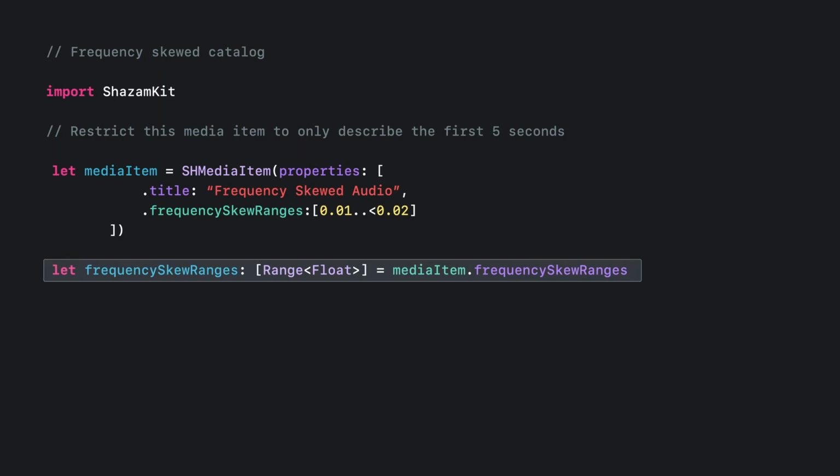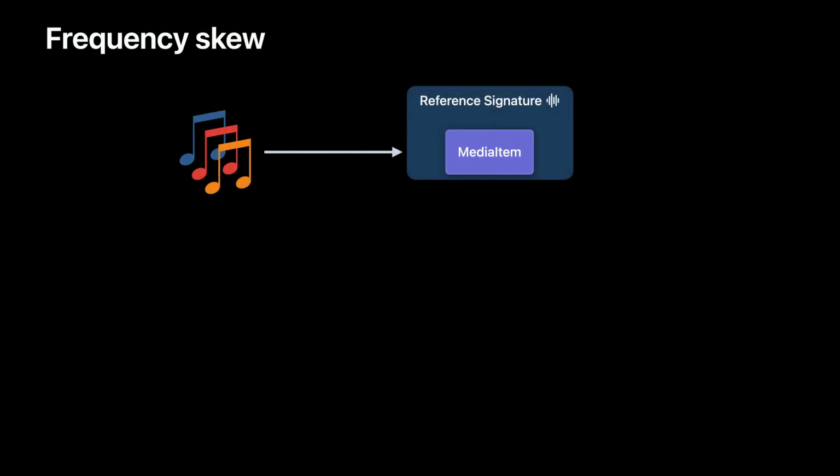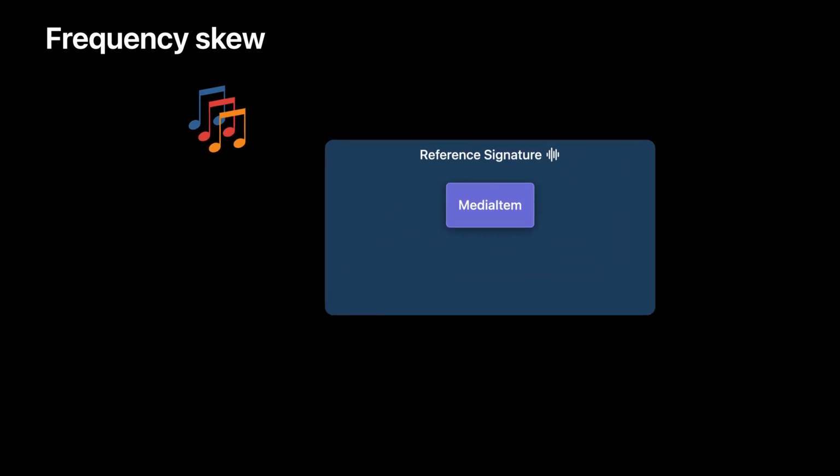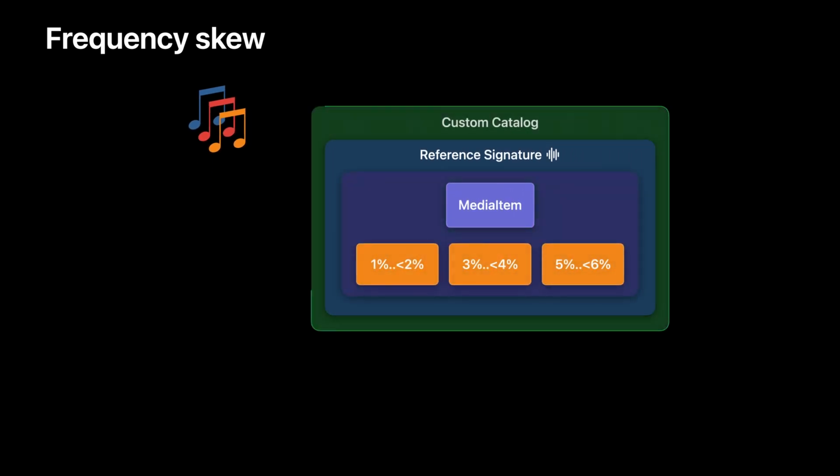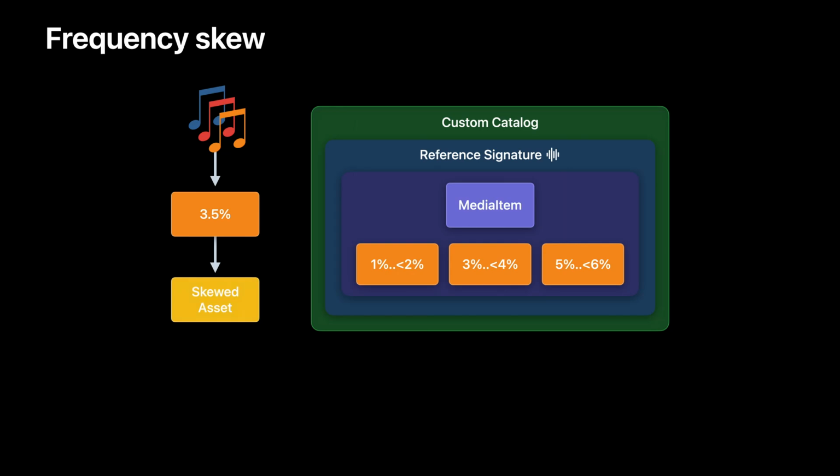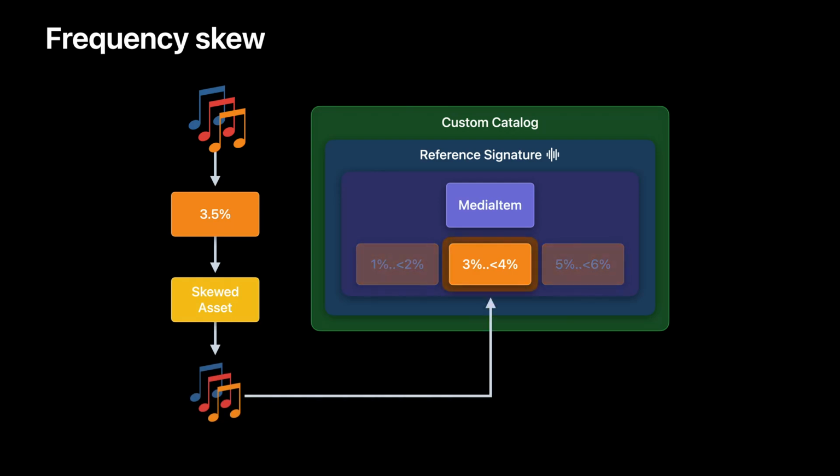I'll go over the steps to get this working in your app. First, create a reference signature of your original audio recording. Then, take a media item and restrict it by frequency skew to 3 to 4%. Place this inside your custom catalog. Now play back the audio skewed by 3 to 4%, and your media item will be returned. Playing back the audio unskewed or skewed outside of the range will not return your media item.